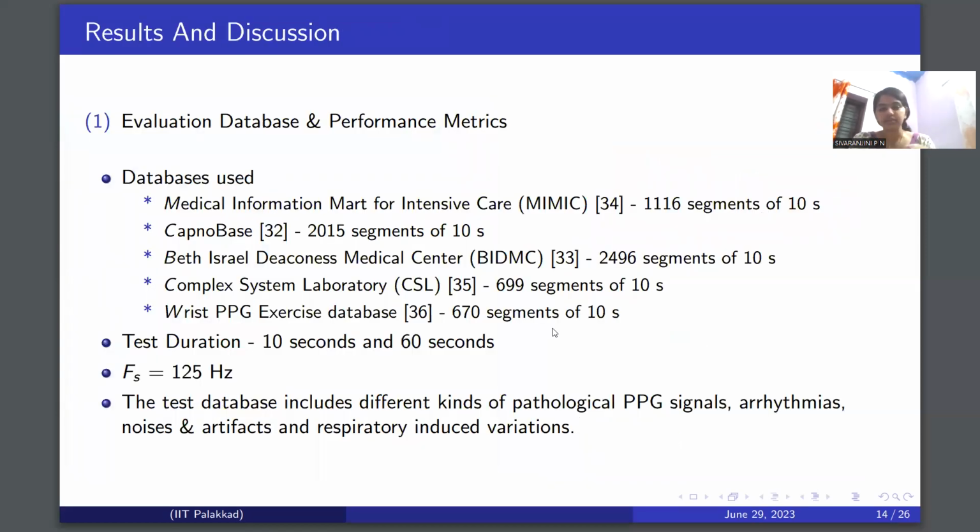So for the results and discussion, the evaluation database and performance metrics: we have formed the database from the following 5 widely used standard databases, that is MIMIC, Capnobase, BIDMC, CSL, and the RIST PPG exercise database. We have collected around 7,000 segments from all these 5 databases for a test duration of 10 seconds and 60 seconds and a sampling frequency of 125 Hz. The test database includes different kinds of pathological PPG signals, arrhythmias, noise, and artifacts.